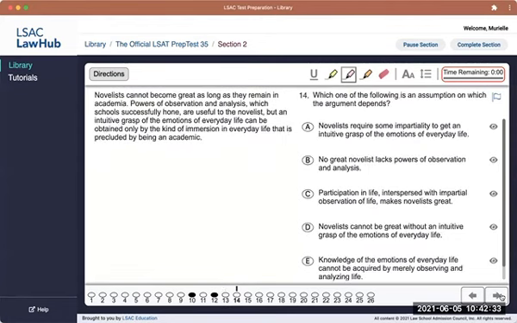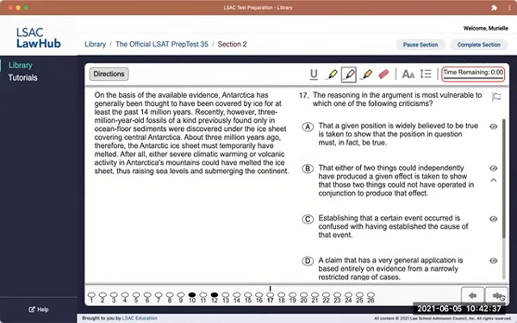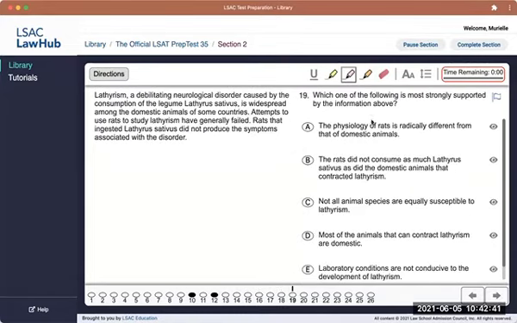Number 13, argument-based. They're pretty much all argument-based. Another most strongly supported question. All right. Lathyrism. Never heard of this before. I don't know if I'm pronouncing that correctly, but interesting.